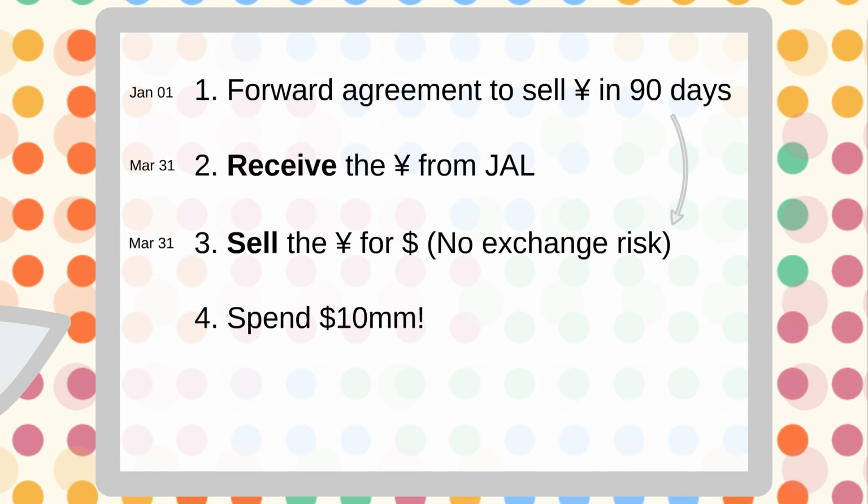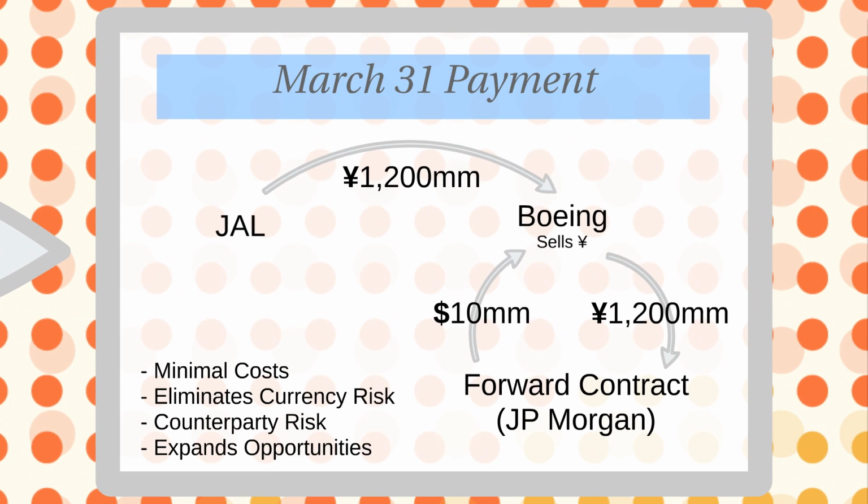The basic steps are as follows. On January 1st, when they know how much yen they're going to receive and when they're going to receive it, they enter into a forward agreement to sell those yen that they're going to get in exchange for a set amount of dollars. On March 31st, they receive the yen from their customer, and at the same time, they sell those yen in exchange for the dollars that they want to run their business, and that eliminates their exchange rate risk.